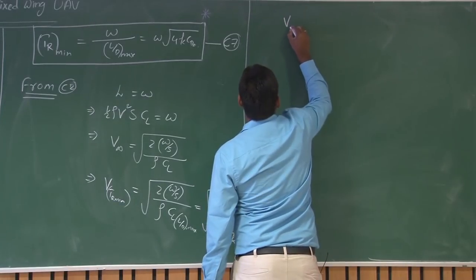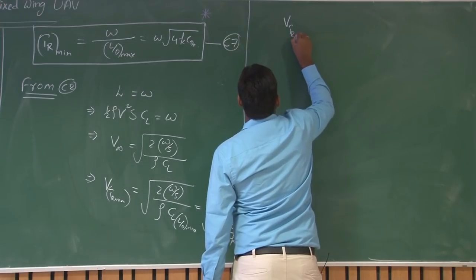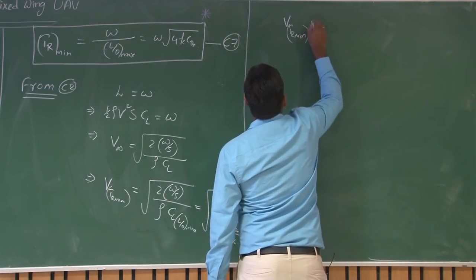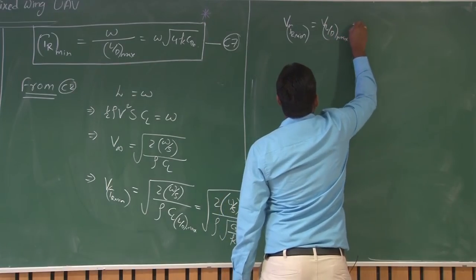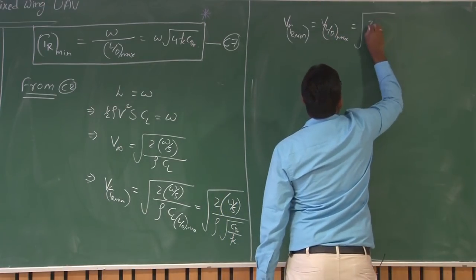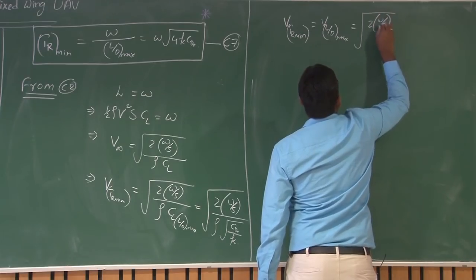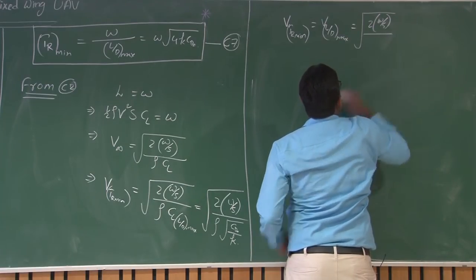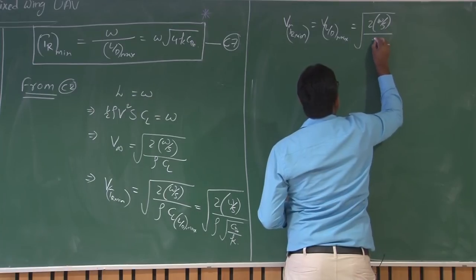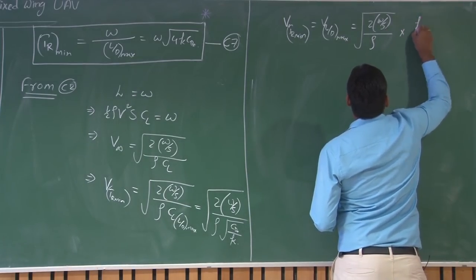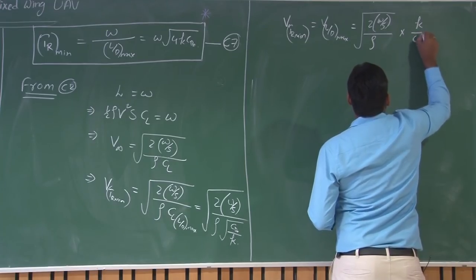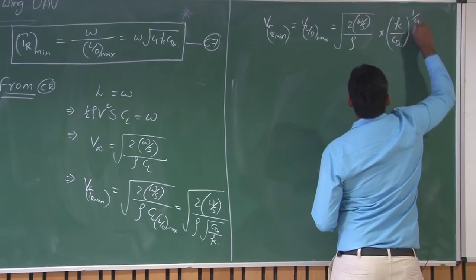So, the velocity for TR minimum, which is equal to the velocity for L by D maximum, is equal to root over twice the wing loading divided by the corresponding density at that altitude into K by CD naught raised to the power of 1 by 4, or 0.25.